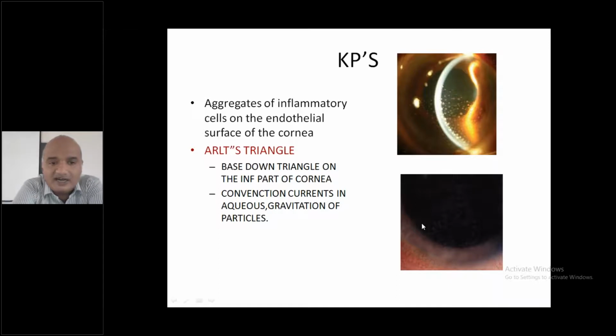Then you call it Arlt's triangle, with its base down, a triangle on the inferior part of the cornea. It is because of the convection currents in the aqueous and gravitation of the particles. These particles are heavy, and there are continuous eddy currents within the anterior chamber, which make the KPs settle down. So the base is broad and the apex is narrow, and it takes the form of a triangle. That is why it is given the name Arlt's triangle. It is nothing but aggregation of inflammatory cells on the endothelial surface.